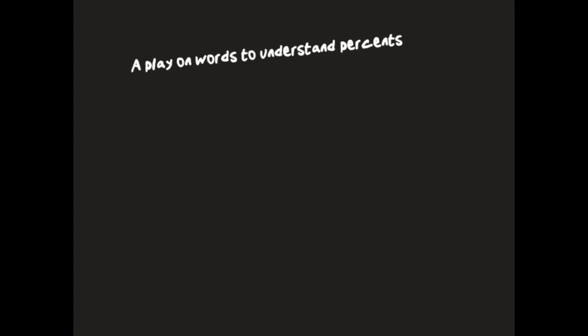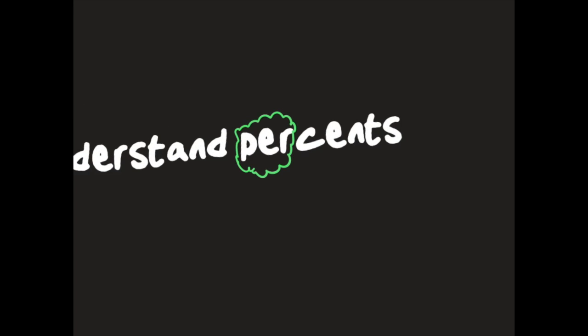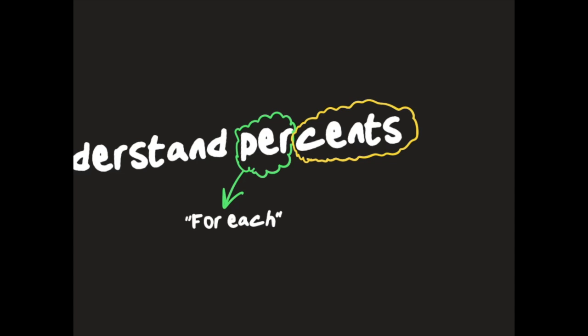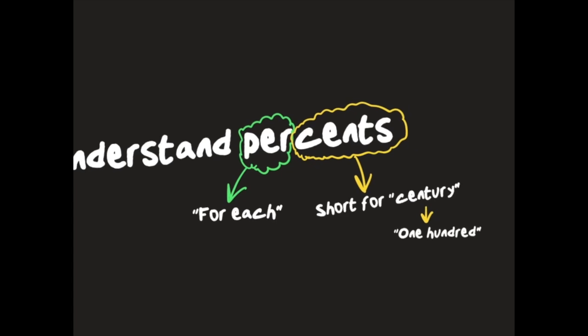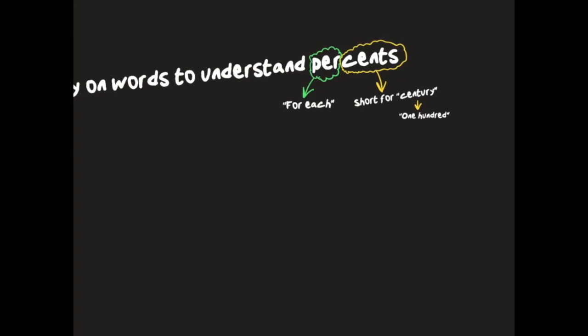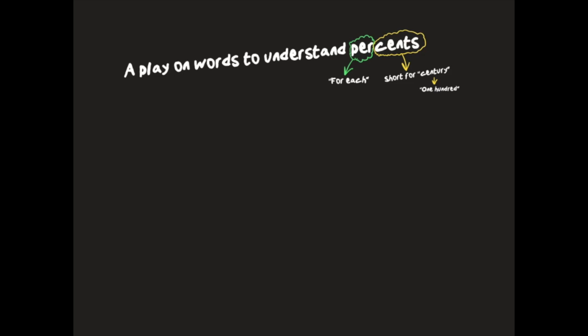A play on words to understand percents. Let's start with the word percents and what that actually means. Per is just a word that means for each. And cents is just short for century, also known as 100. So let's follow along in this scenario.